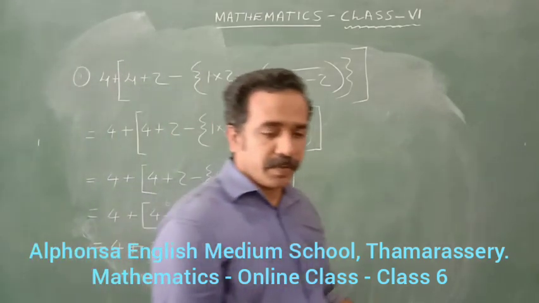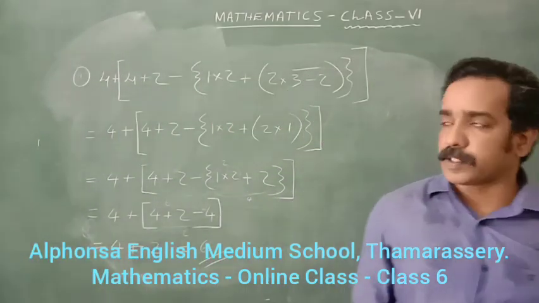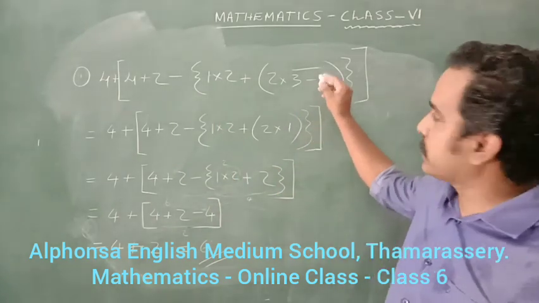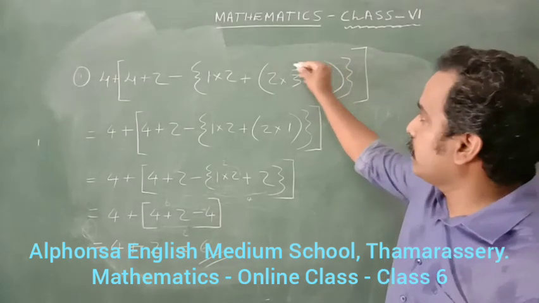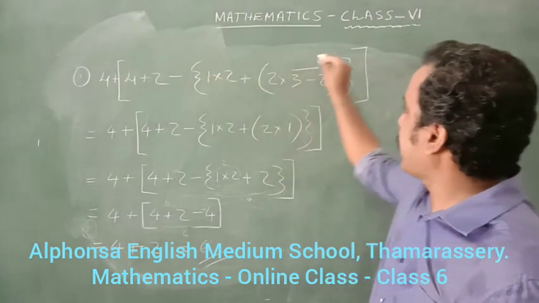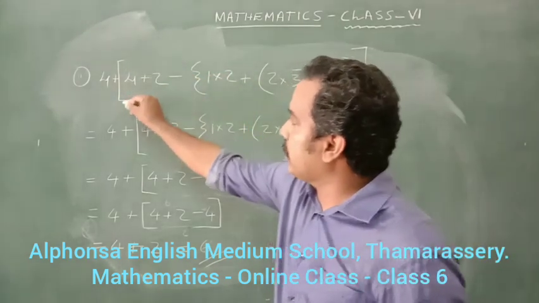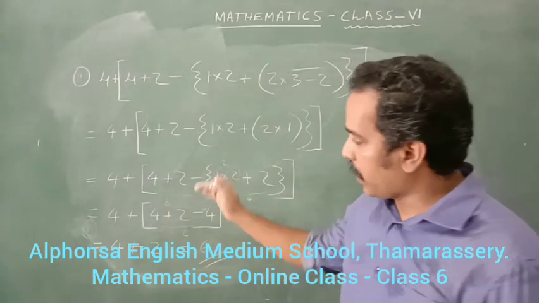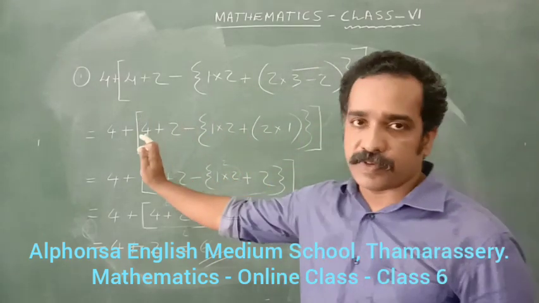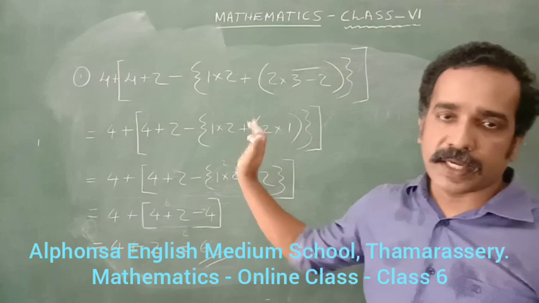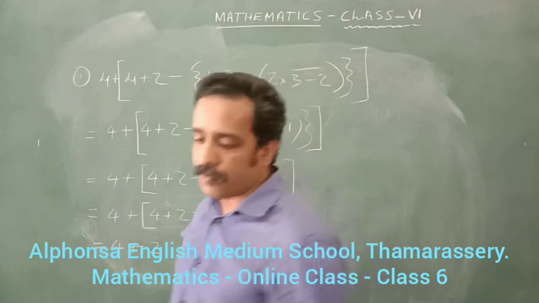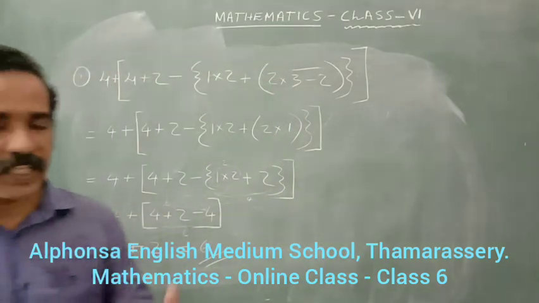This is the way we do arithmetic expressions with brackets and all. So which did we do first? First we solved the vinculum, then the parenthesis, then the curly bracket, and finally the square bracket, and the order is always from left to right. Whichever operation comes first, you do that first. If multiplication and division are there, you do that first. Okay, so that's all we have studied in the second chapter.